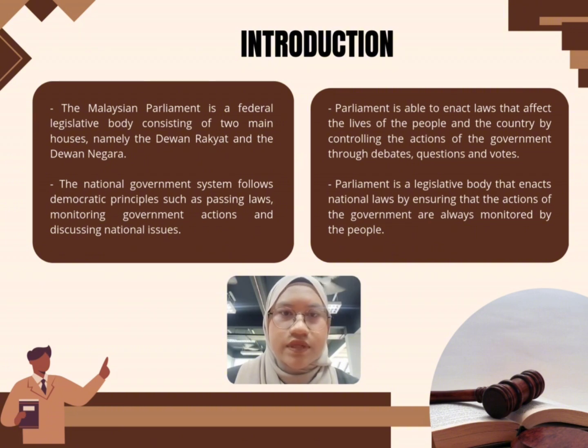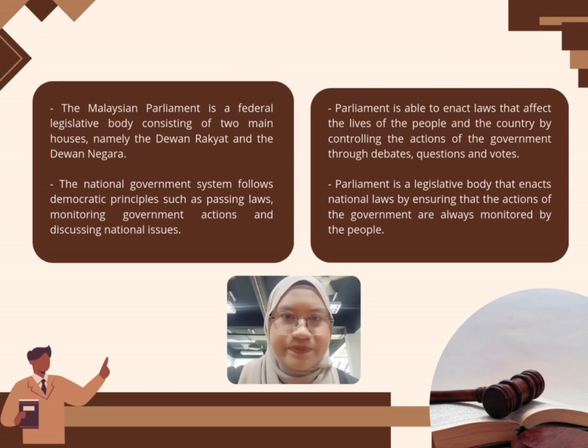Then, the national government system also follows democratic principles such as passing laws, minority government, action and discretionary issue. Therefore, Parliament can enact laws that affect the life of the people in the country by controlling government action through debates, questions and votes to ensure the stability of various sectors of the country.